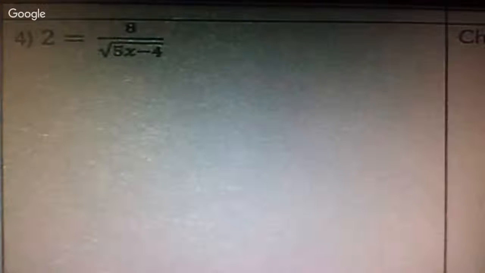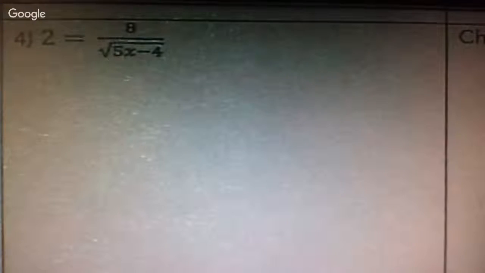If I put an x in the numerator and an x in the denominator, that cancels it out. So that leaves me with my left-hand side as 2x and my right side as 8. Then we divide by 2 and x is 4.